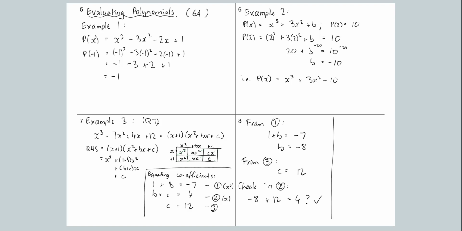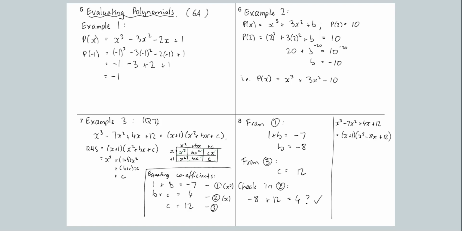So that means that we now know what b and c are, which means that we can say, I'm going to be very squishy here, so I do apologize for the squishiness, but it means that x cubed plus, minus 7x squared plus 4x plus 12 is equal to x plus 1 multiplied by x squared plus bx, and we worked out that b is negative 8, so I can put minus 8x there, plus c, and we've worked out that c is 12, so it's plus 12, like so.